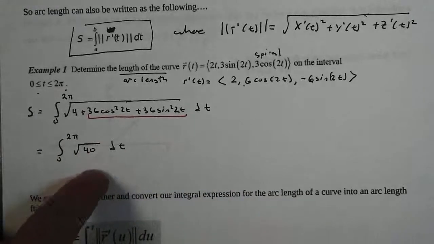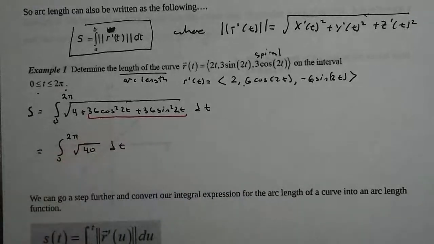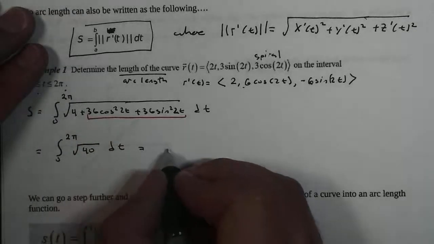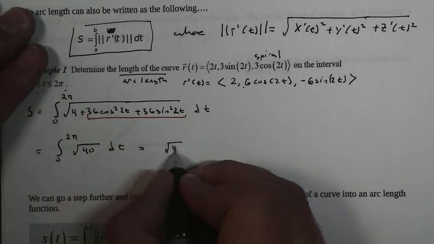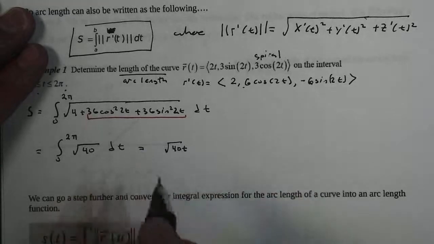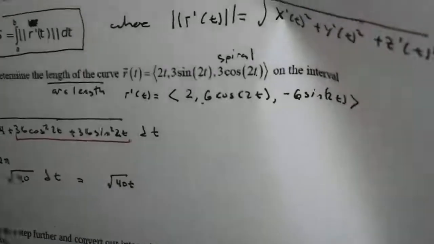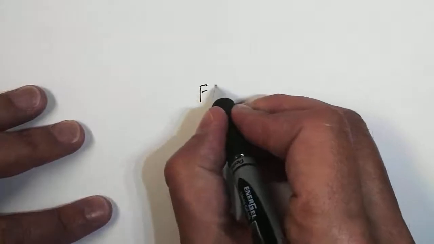Not a circle. That's a lot nastier. We'll see an example later on when we really can't solve this by hand. But this one we can. This just becomes the square root of 40t. So we're going to have to review the FTC if we need to. Remember the fundamental theorem of calculus.